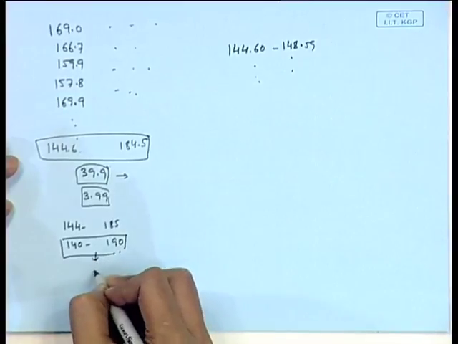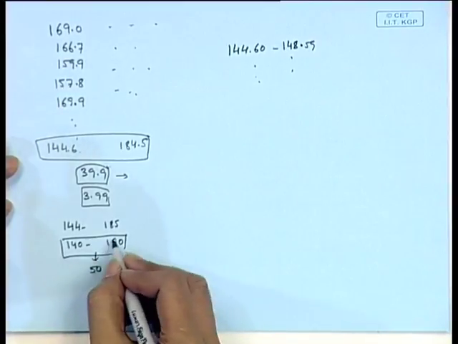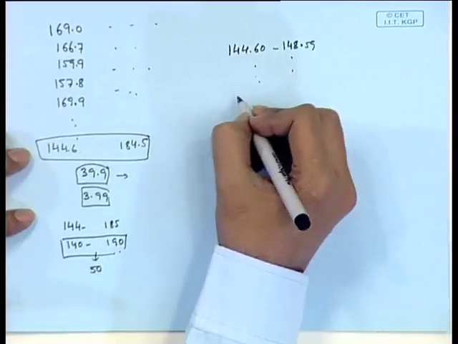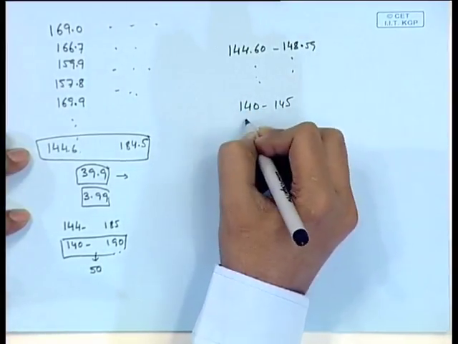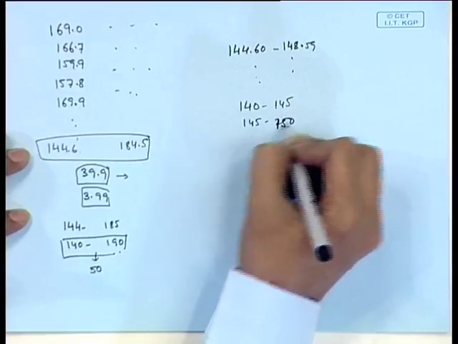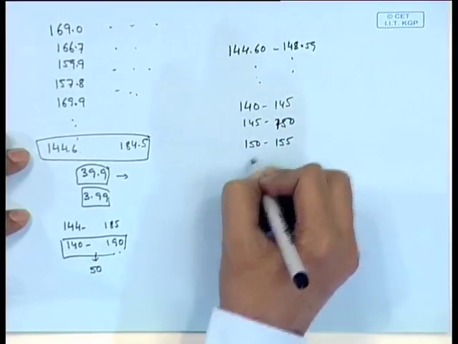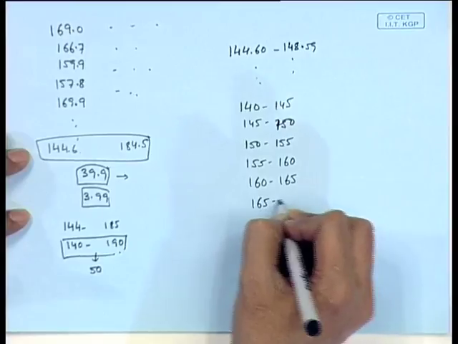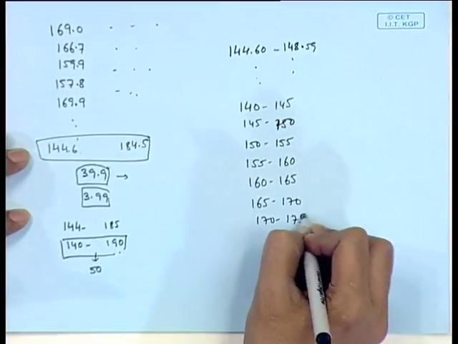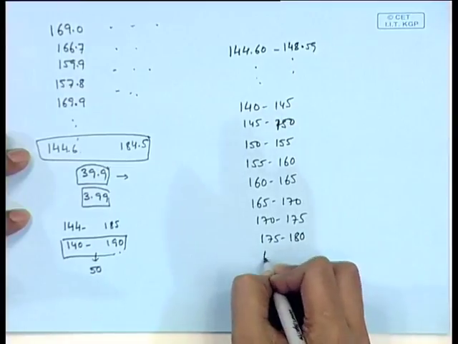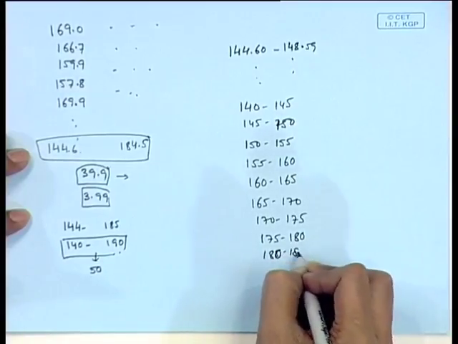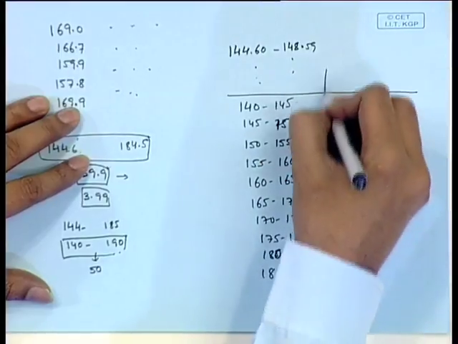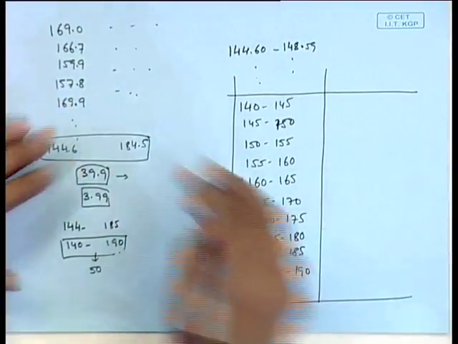So, the total length is 50 centimeter, and if we divide into, say, 10 intervals, then the intervals will be like 140 to 145, 145 to 150, 150 to 155, 155 to 160, 160 to 165, 165 to 170, 170 to 175, 175 to 180, 180 to 185, 185 to 190, and that is all. And in the next column, we will put the number of people occurring in each.